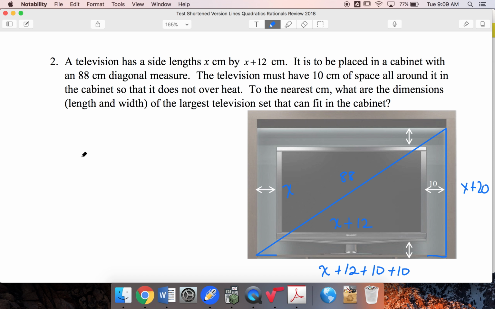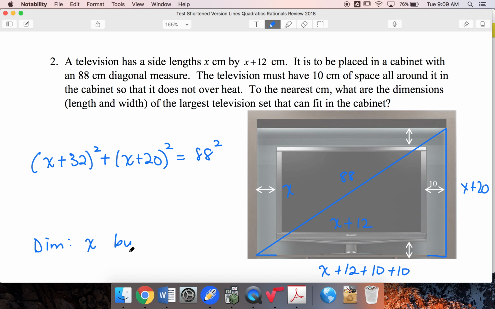Since this is a right triangle, I can use the Pythagorean theorem. So I'll have x plus, that's going to be 32, squared, plus x plus 20 squared, and that's going to be equal to 88 squared. And then I can expand this and solve to find my value of x. Once I've done that, it says what are the dimensions of the largest TV. So my end dimensions are going to be x by x plus 12 centimeters.